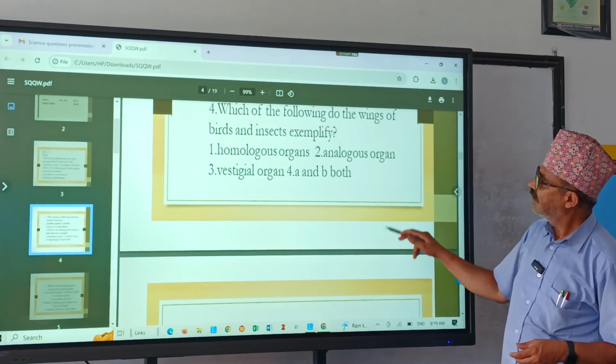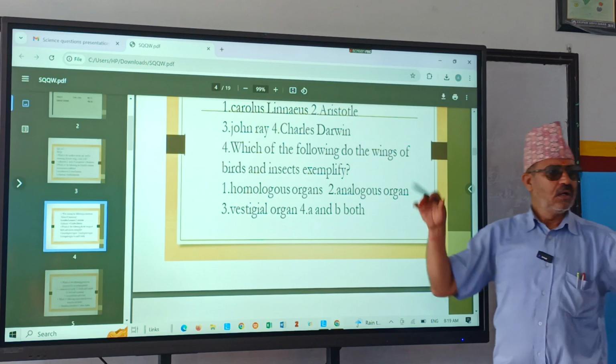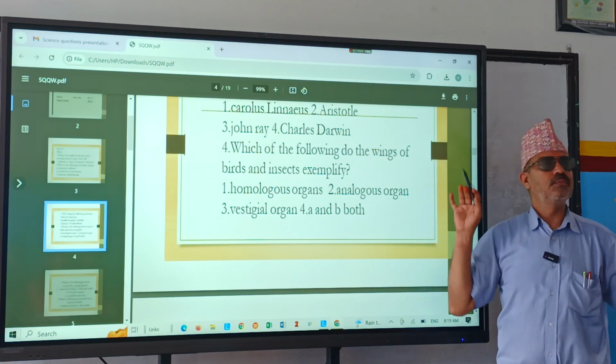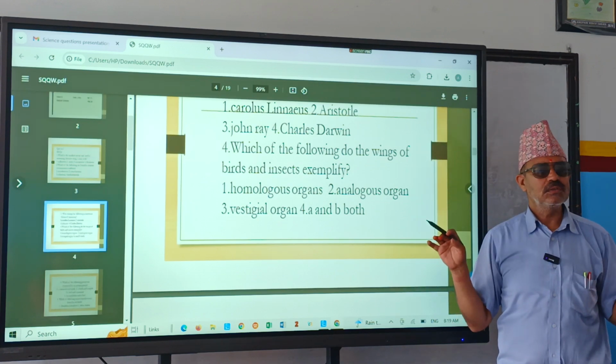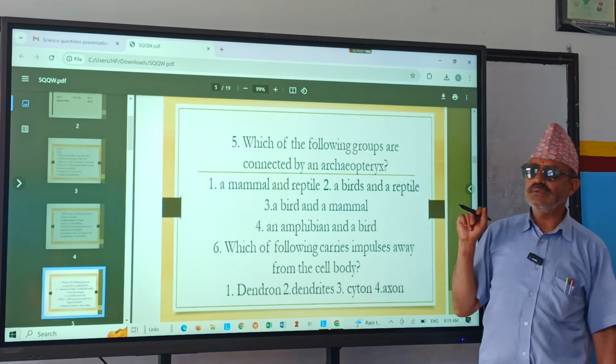What is here? Let me see. Wings of birds and insects, that is analogous. And wings of birds and forelimbs of humans, they are homologous, right? Origin is same. Hey. Question number 5. Read the question. What does the question say?